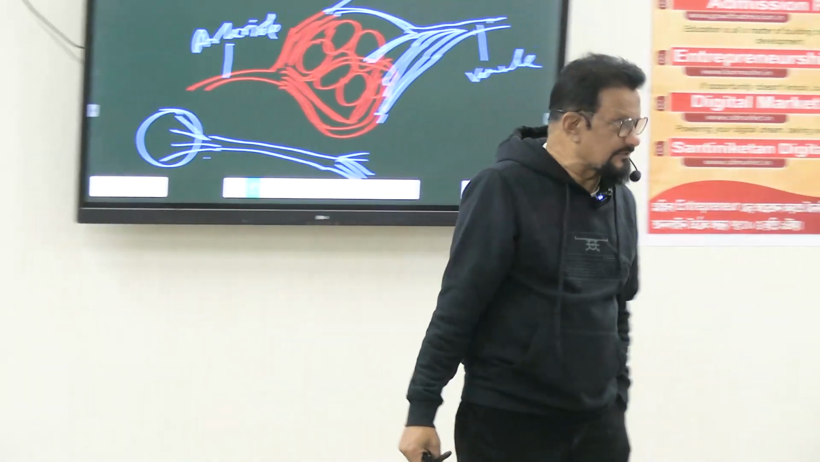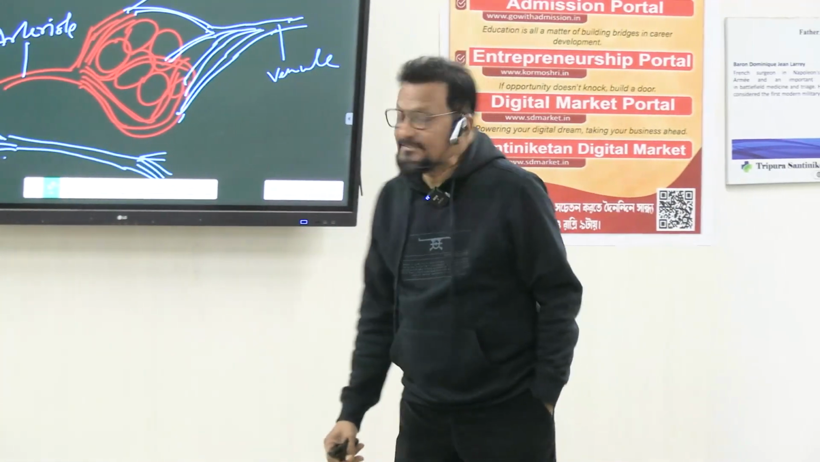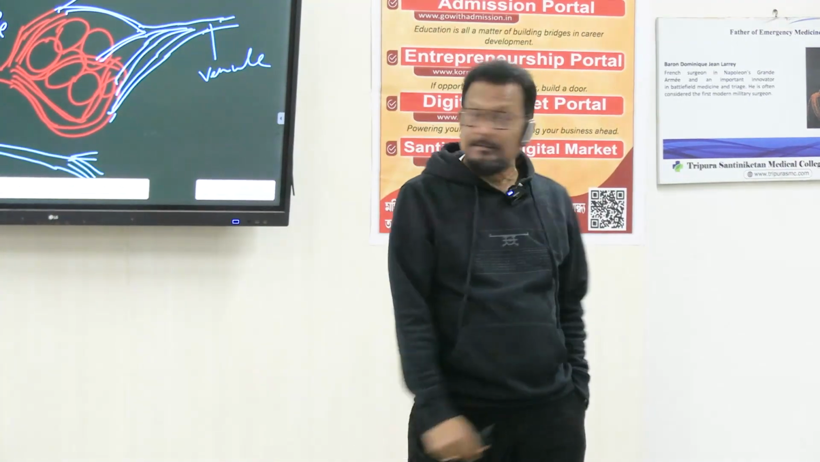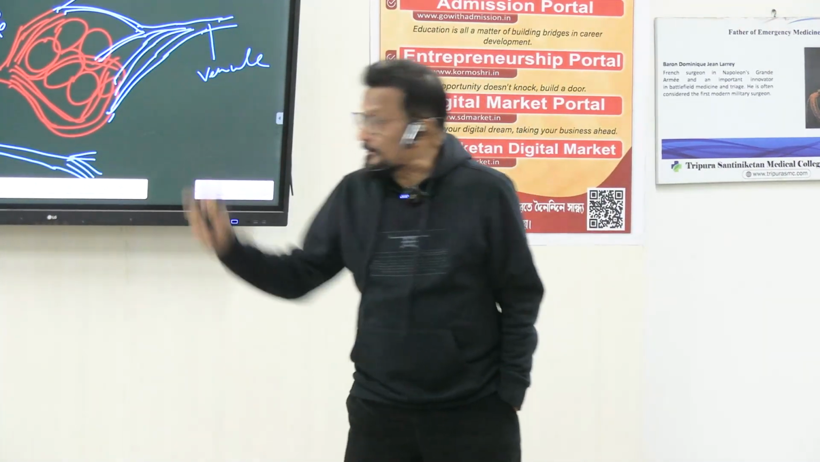So let's see what these are. The main function is the metabolic function, which we will discuss, and the second is the storage function, and the third is excretory or secretory functions. Then we will find protective function, then we will find circulatory function.